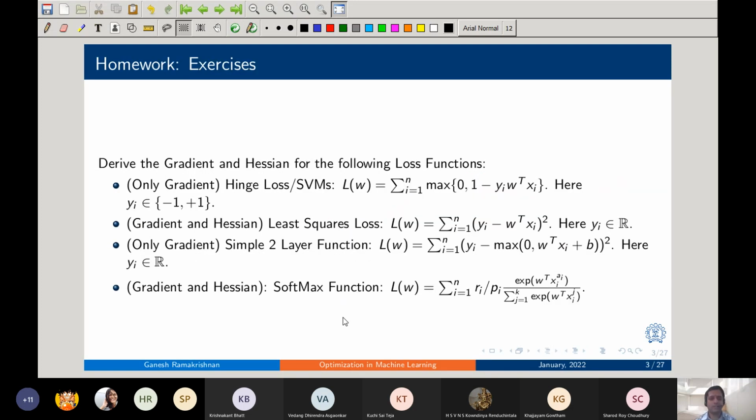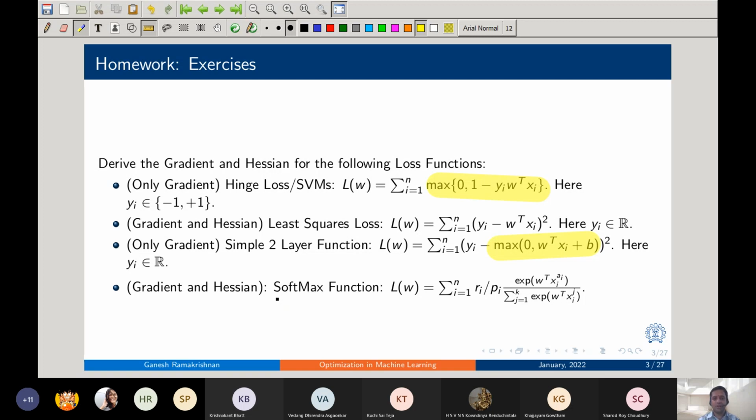So let's do the homework exercises very quickly, to understand if you have any problems. Derive the gradient and Hessian for the following loss functions. Anyone has any thoughts? Hinge loss for SVMs and least squares loss should be easy. Simple two-layer functions, which also have this element of hinge loss here, yi minus max of 0 comma w transpose xi plus b. So you'll find the same element in both places, this max kind of component. What do you do in such cases? And then the softmax.